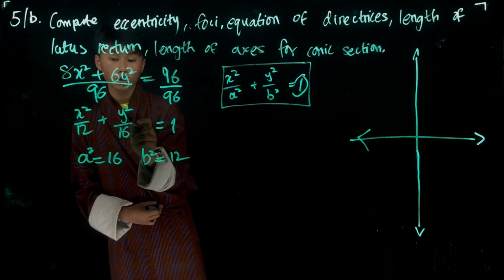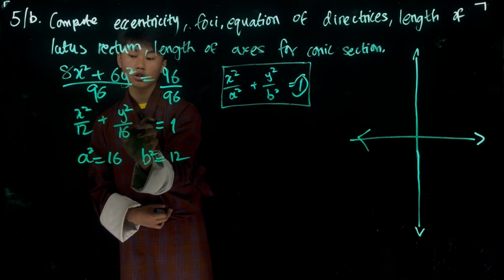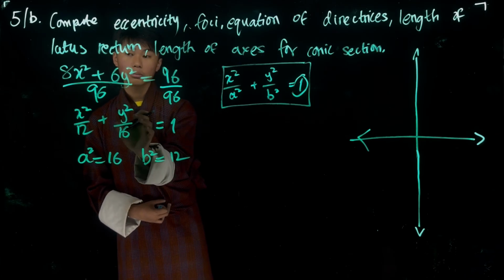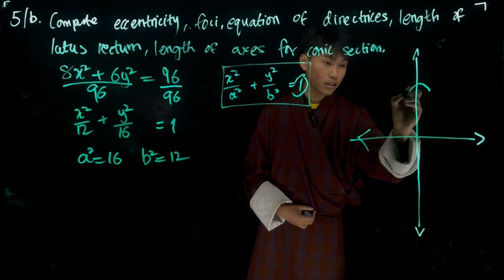Now, since the denominator of y squared is greater than the denominator of x squared, this means your ellipse is a vertical ellipse. So your ellipse will look something like this.